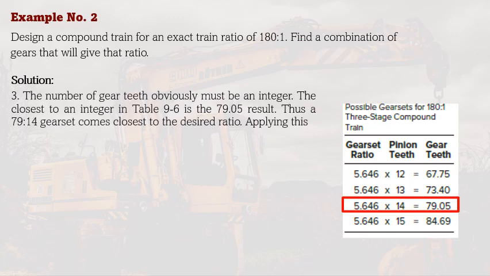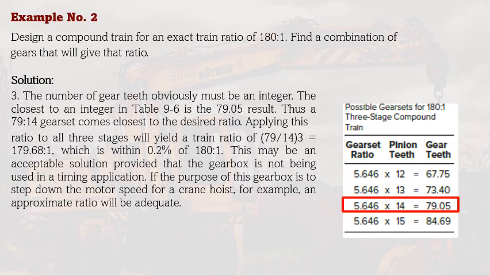The number of gear teeth obviously must be an integer. So the closest to an integer in this table is 79.05. Thus a 79:14 gear set comes closest to the desired ratio. So we can choose gear teeth of 79 and pinion teeth of 14, since this is the number that gives us gear teeth that is almost a whole number and closest to the desired ratio, which is 5.646.